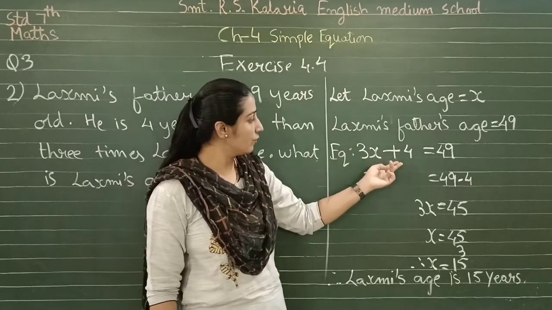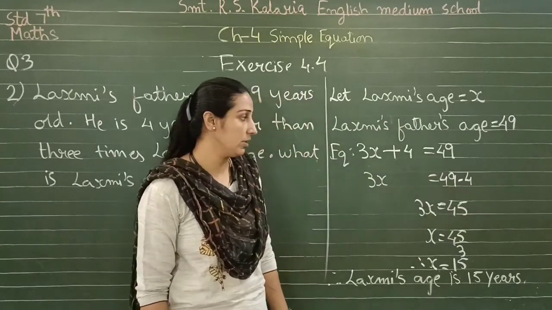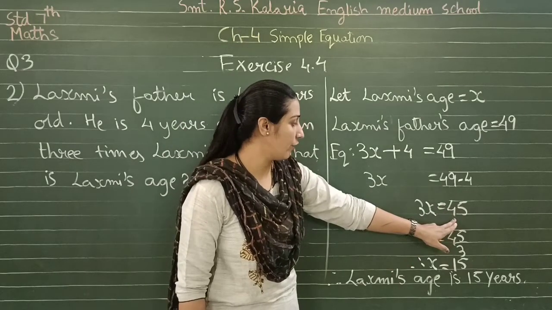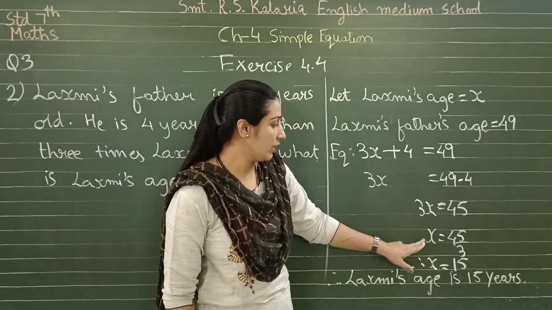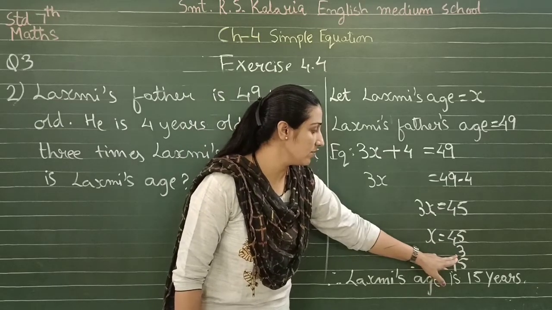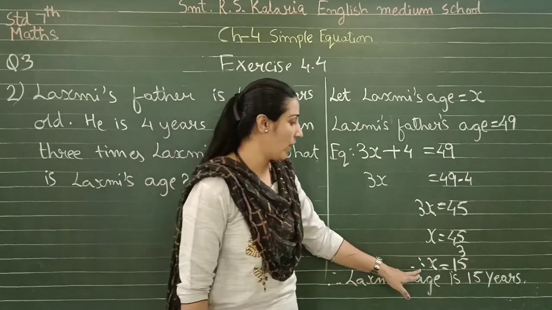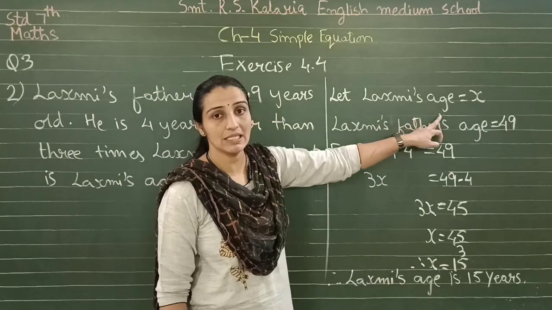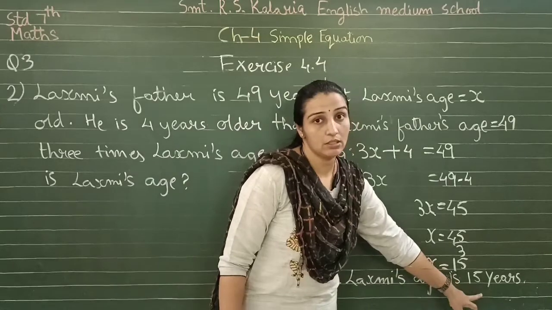Then plus 4, when it goes to the other side by transposing method, becomes minus 4. 49 minus 4 is 45. 3 multiplied by x, when it goes to the other side, becomes divided by 3. So 45 upon 3, we have x is equal to 15. पर हमारा x क्या था? Lakshmi's age. Therefore the Lakshmi's age is 15 years.